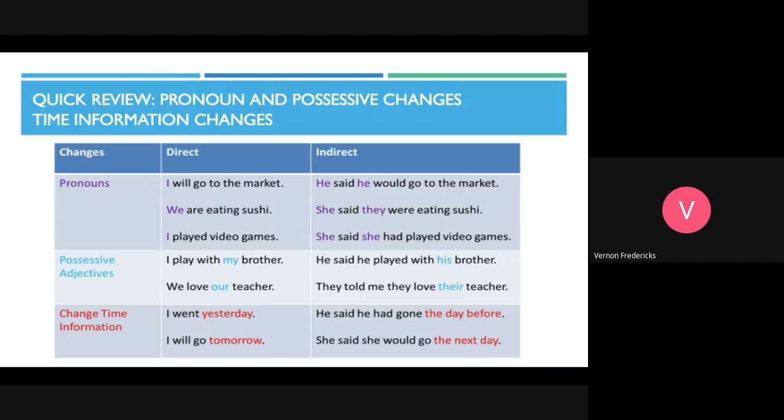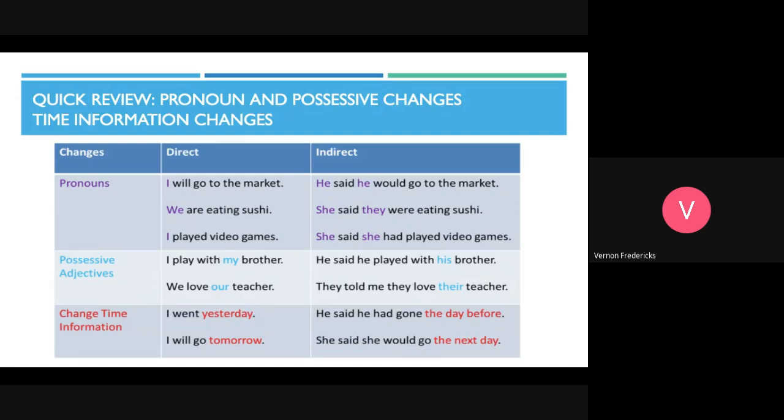Sentence number three. I played video games. Past simple. She said she had played video games. Past perfect. So I changes into she.